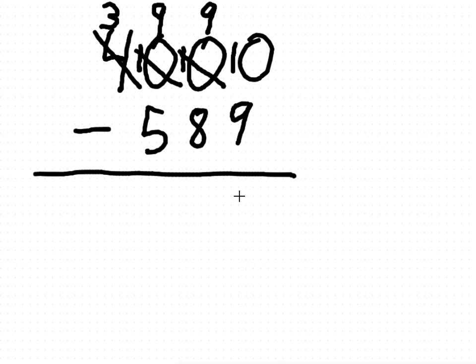10 minus 9 is 1. 9 minus 8 is 1. 9 minus 5 is 4. 3 minus nothing is 3. And the answer is 3,411.